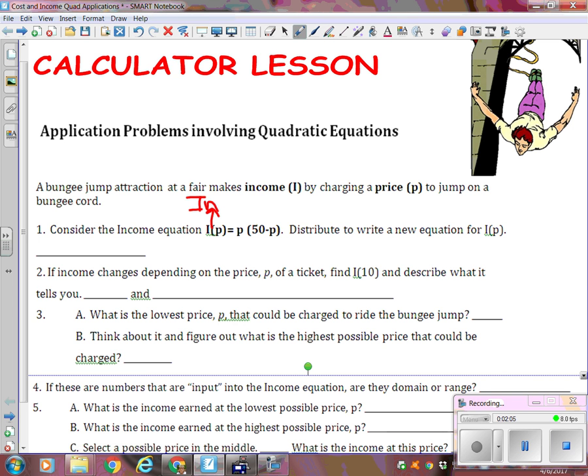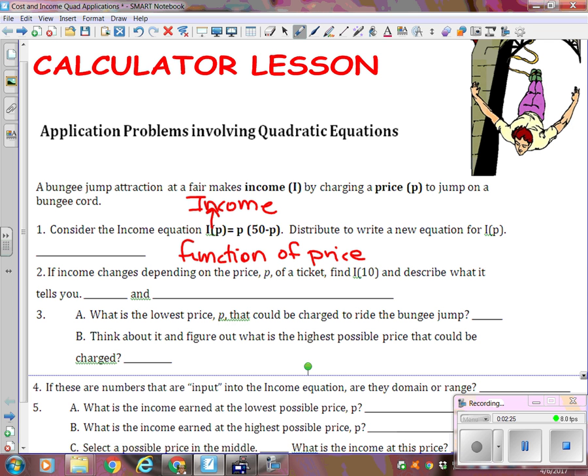Income. So it says income is a function of P. Now what do you think income depends on? It's a function of what? The price. Exactly right. So it's a function of the price. I'm going to make income based upon the price that I ask people to pay me to go on the ride.